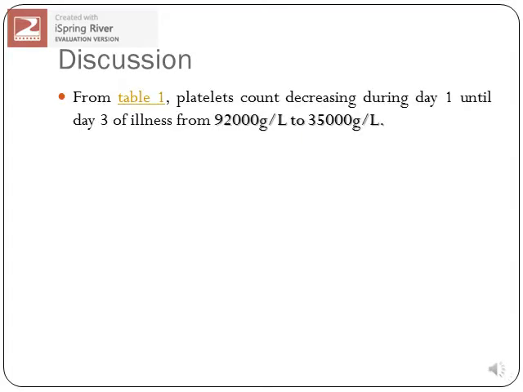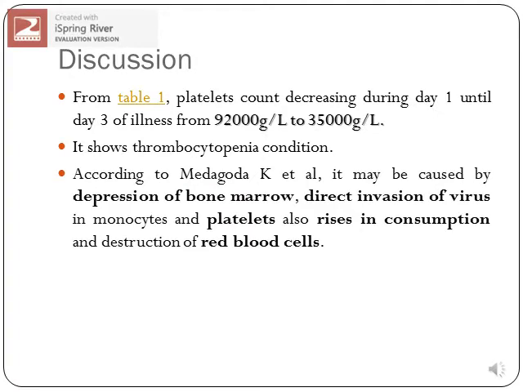From table 1, the platelet count decreased during day 1 until day 3 of illness from 92,000 per liter to 35,000 per liter. This pattern shows the thrombocytopenia condition. According to Medagoda K et al., it may be caused by depression of bone marrow, direct invasion of virus in monocytes, and platelets also rise in consumption and destruction of red blood cells.